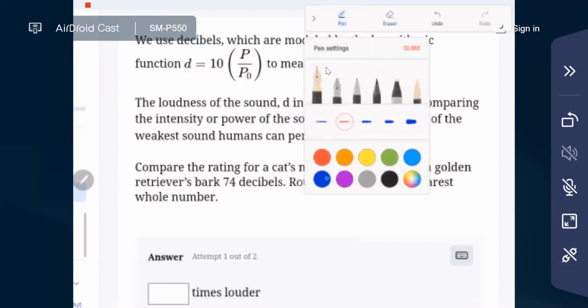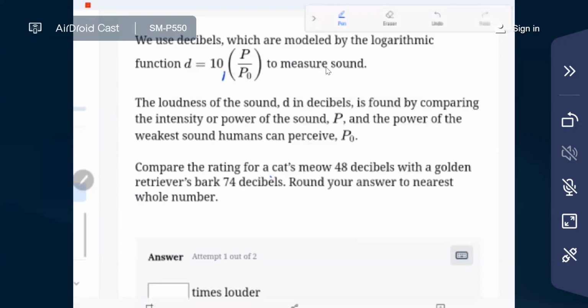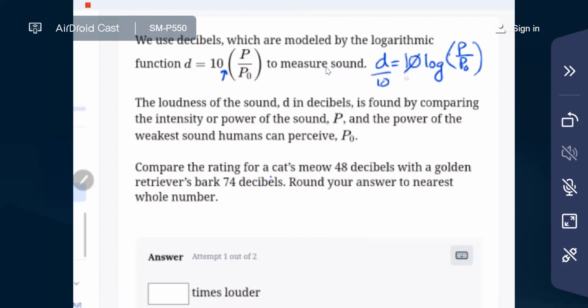And there is a huge typo here. All right, this should say D equals 10 log. The word log is missing here. There we go. It should say 10 log of P over P0. Okay. All right. And so that would mean that the first step you need to do is divide your decibels by 10, and then notice it's a log scale.